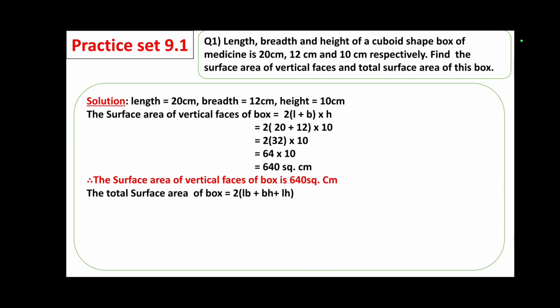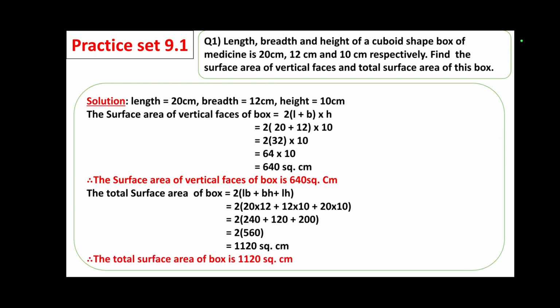The second thing we have to find, students, is the total surface area of the box. So the formula is 2 in bracket (length into breadth plus breadth into height plus length into height). Now substitute the values. So 20 into 12 we get 240, 12 into 10 we get 120 and 20 into 10 we get 200. So the addition of 240 plus 120 plus 200 we get 560. So 2 multiplied by 560 we get 1120 square centimeter. Therefore the total surface area of the box is 1120 square centimeter.